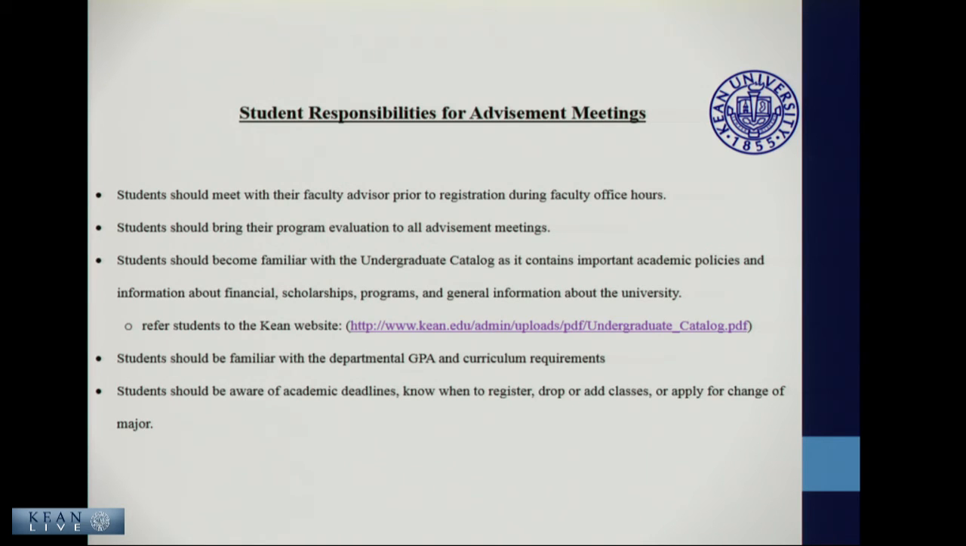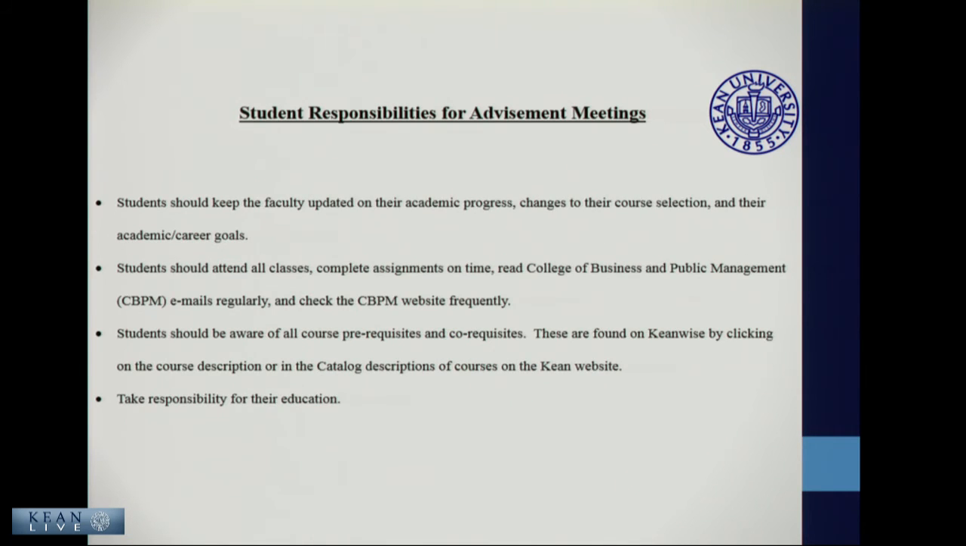And then students should be aware of deadlines. Again, I said earlier, do you know the deadlines? And then, let's see. Students rarely keep you updated on their progress, but they should. And of course, they should attend all classes. Now, that goes without saying, but many students skip. They're going to lose the material.